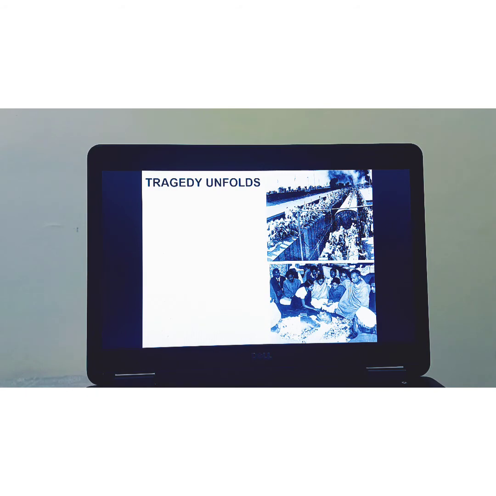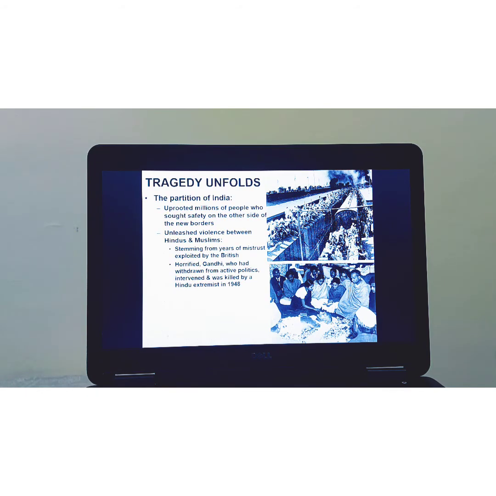Tragedy unfolds. The partition of India uprooted millions of people who sought safety on the other side of the new borders, and unleashed violence between Hindus and Muslims, stemming from years of mistrust exploited by the British. Horrified, Gandhi, who had withdrawn from active politics, intervened and was killed by a Hindu extremist in 1948. He was murdered by a member of the same Nazi mentality, now called RSS in India, who are oppressing the Muslim minorities in India.